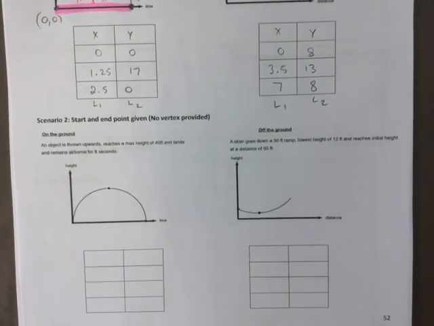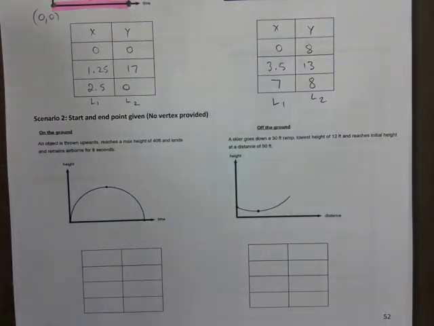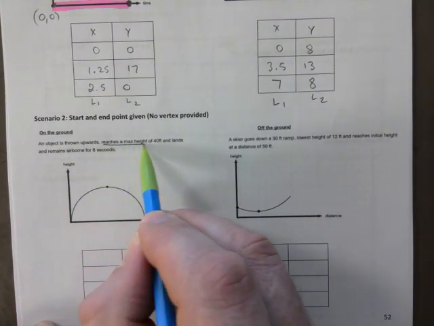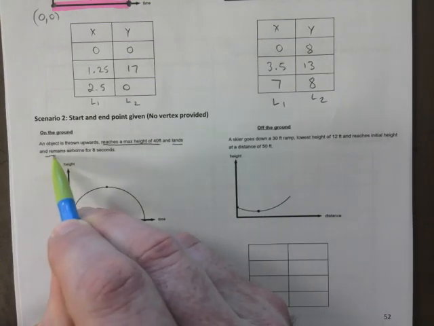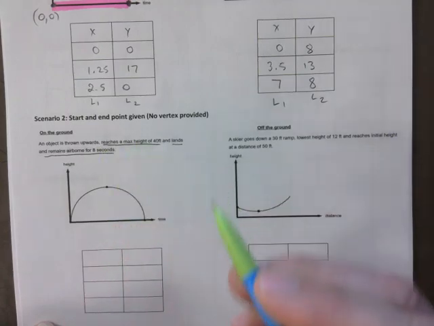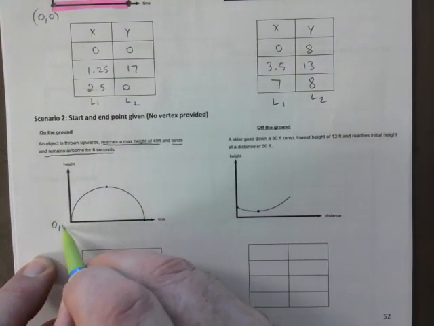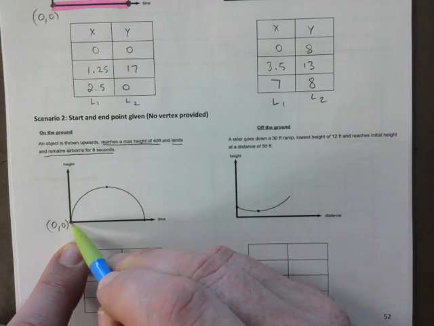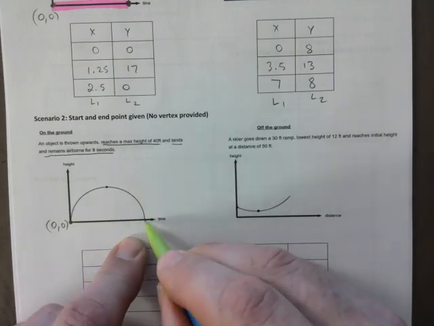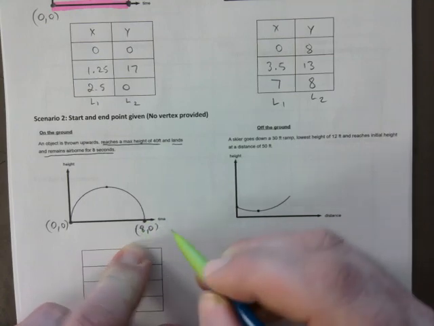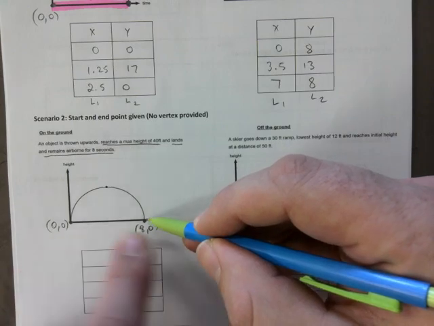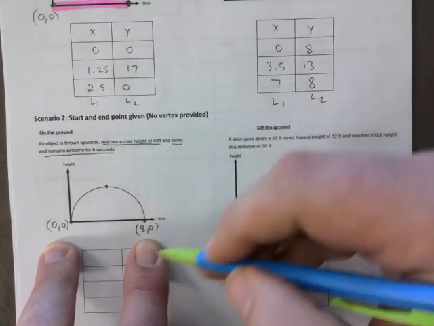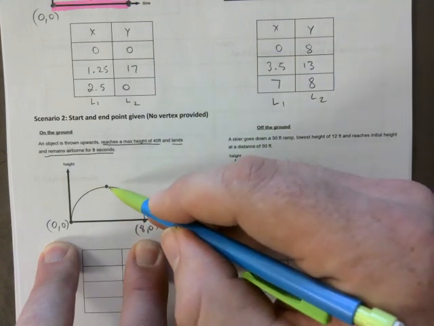Just one more example here. An object is thrown upwards, reaches a maximum height of 40, then lands and remains airborne for 8 seconds. We know this is 0, 0 because we're throwing it upwards. It doesn't tell us we're off the ground. It takes us 8 seconds to land again. So in this case, I give you the end point and the starting point, but you want to get to the vertex. You want to get one more point. And with symmetry, vertex is where it's at.